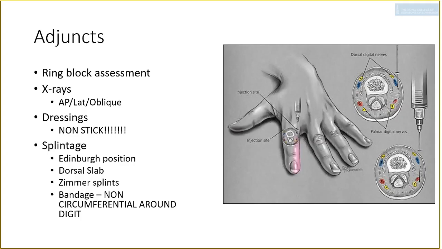So that's very useful. And Zimmer splints are just simple splints to mobilize digits, and they're malleable, and they have a soft padding on, and they're readily available in most places.